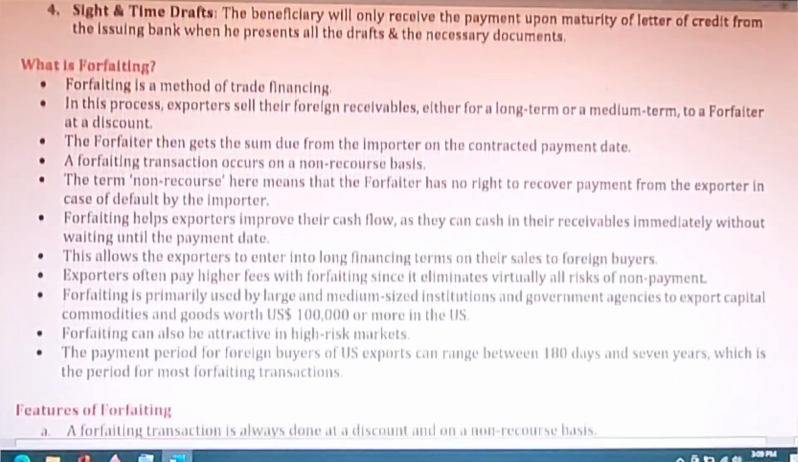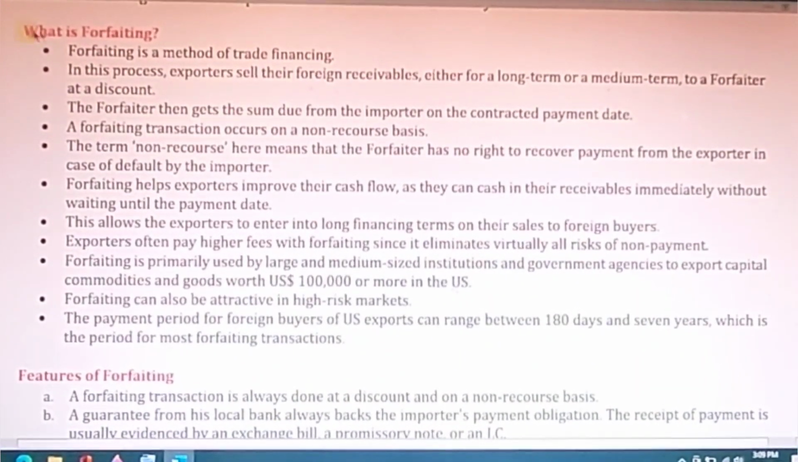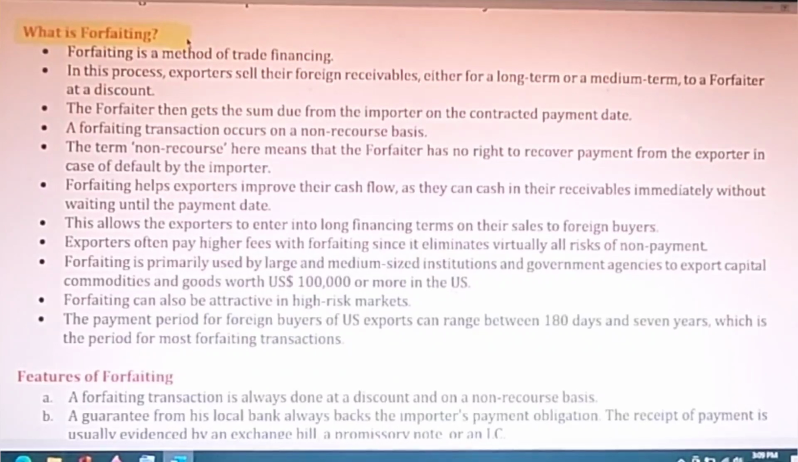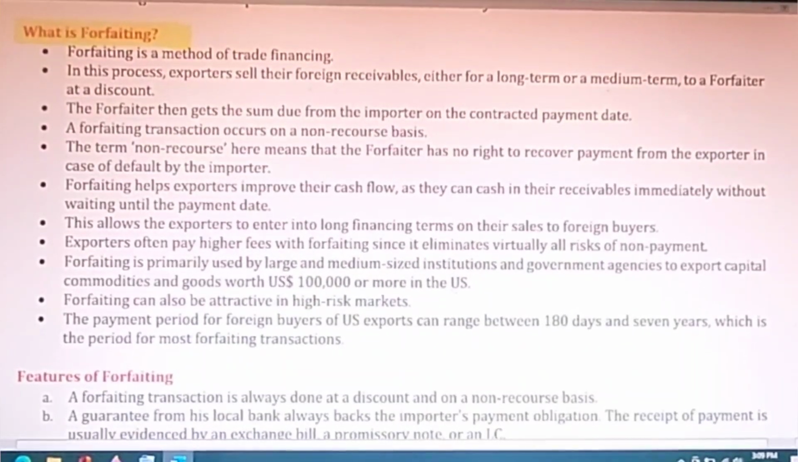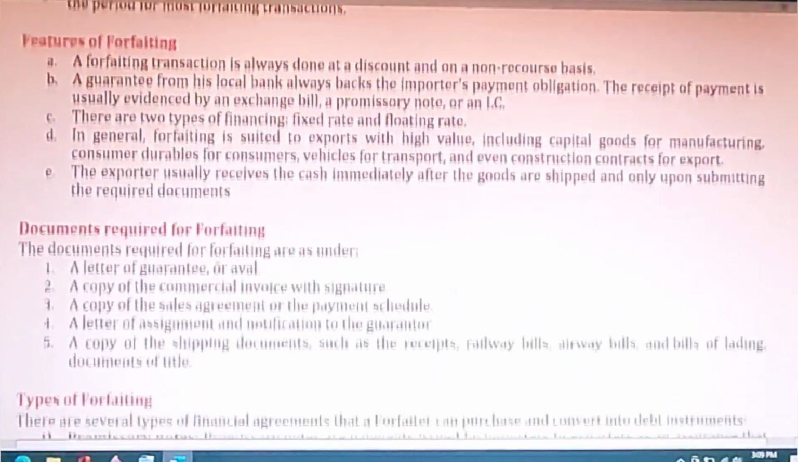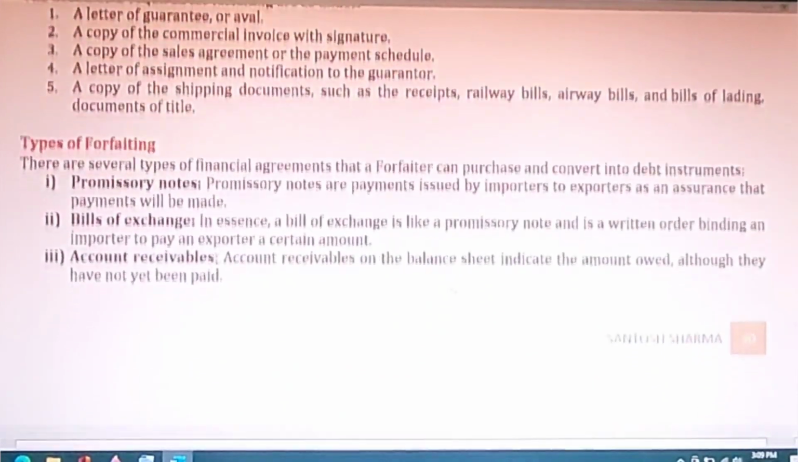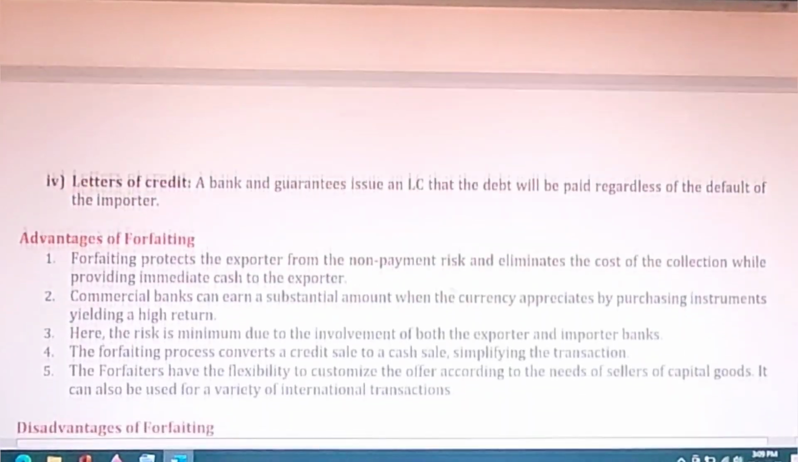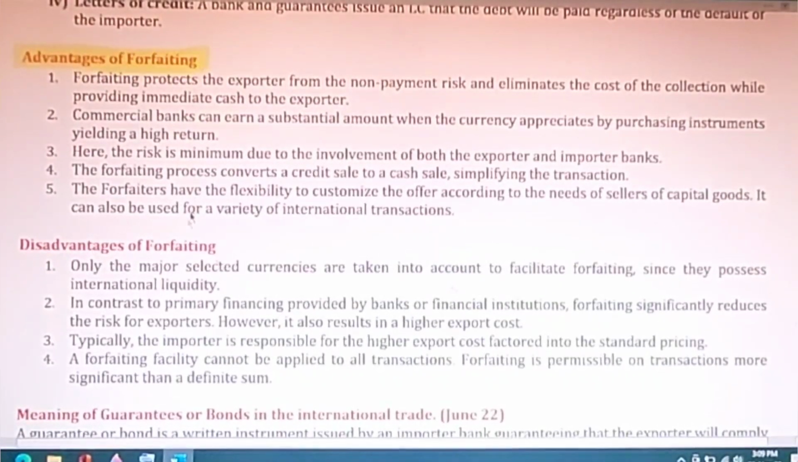Then the next one is forfeiting. I explained this forfeiting in my previous video also. This one also, please do not skip this question, forfeiting. A very common question, a lot of times it appears in the exam paper. So this is all about the documents, the different types of forfeiting, and the advantages and disadvantages of forfeiting. So, very important one.